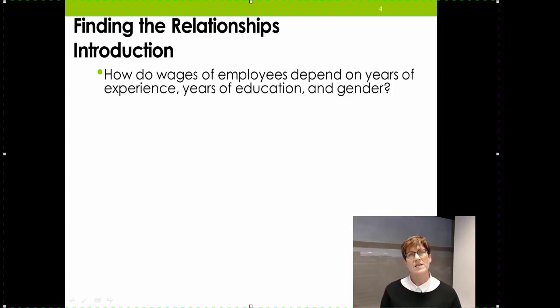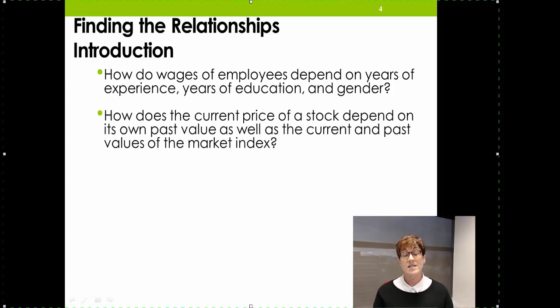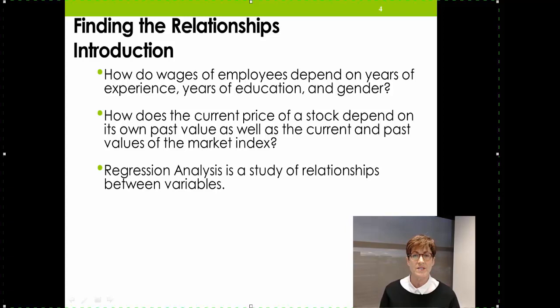Some of the types of relationships that we can expect to find. Some examples: how do wages of employees depend on years of experience, years of education and gender? How does the current price of a stock depend on its own past value as well as the current and past values of the market index? Another example where we'll be looking for relationships through regression analysis.